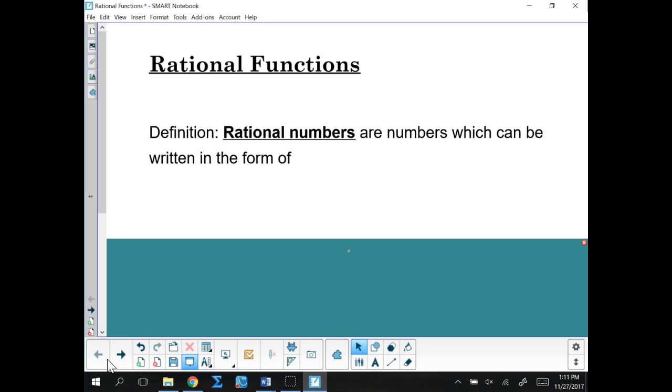Rational numbers. A rational number, or rational numbers, are numbers which can be written in the form of what? Using your extensive mathematical knowledge, a rational number can be written in the form of what? Not a function.